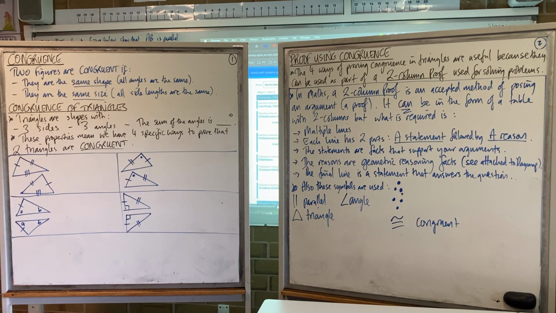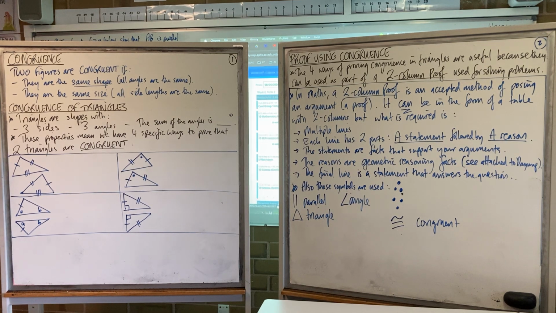So, let's review what congruence means. Two figures are congruent if they are the exact same shape. What does that mean in maths terms? All the angles are the same. And that they are the same size. What does that mean in maths terms? All the side lengths are the same.